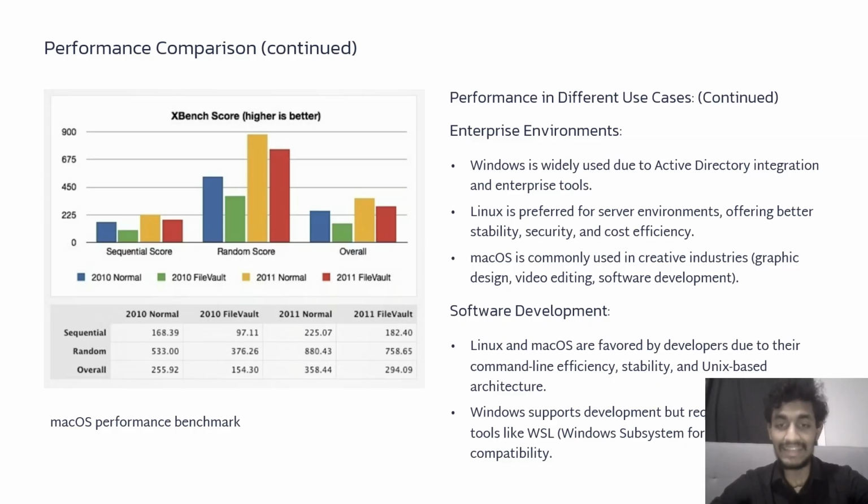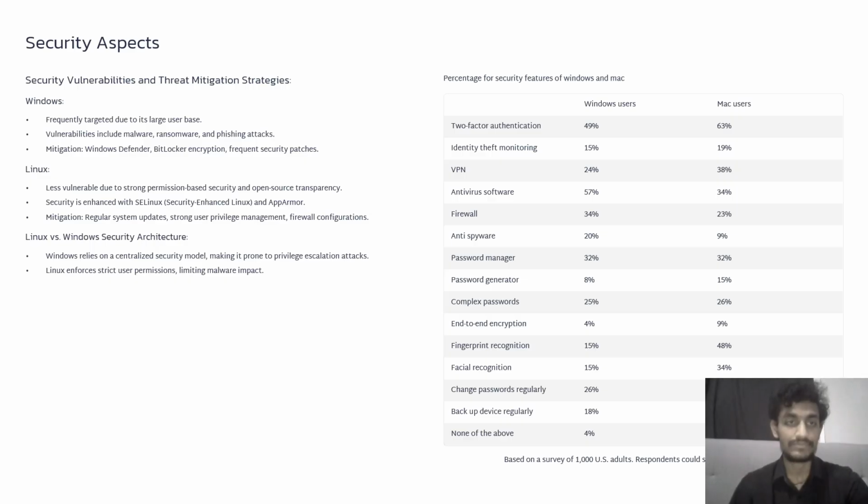Software development. Linux and macOS are favored by developers due to their command line efficiency, stability, and Unix-based architecture. And Windows supports development, but requires tools like WSL, the Windows Subsystem for Linux, for compatibility. Security aspects: security vulnerabilities and threat mitigation strategies.